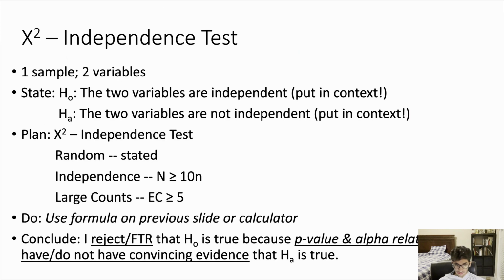Alright, next one is the chi-square independence test. For this one, it's one sample but 2 categorical variables. For your null hypothesis, the 2 variables are independent. Alternative, the 2 variables are not independent. For the plan, the name is chi-square independence test. The conditions are the same, the formula is the same, and the conclusion is the same. The only thing that's really changing within all 3 is the state.